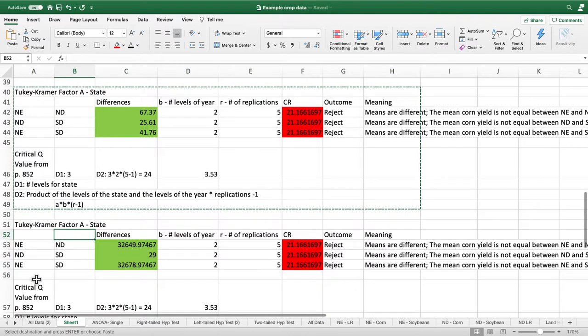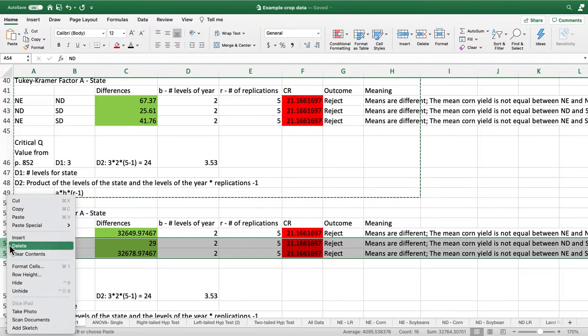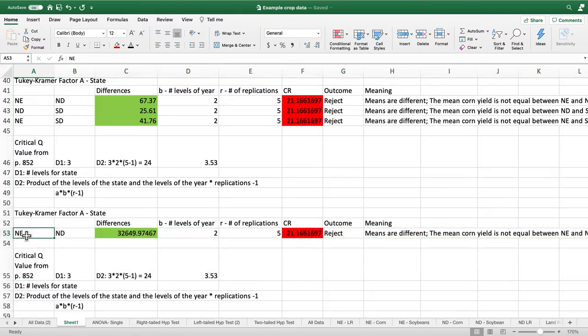But instead, here we get to delete some stuff because we only have 2 years to look at. So we're going to delete 2 of those. So 2018 compared to 2019. And our differences, we'll just get rid of that for now. We've got it built. We'll come back to that too.